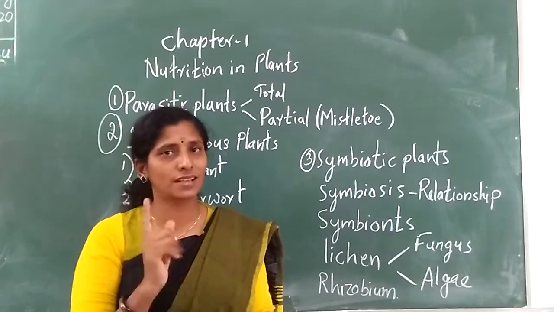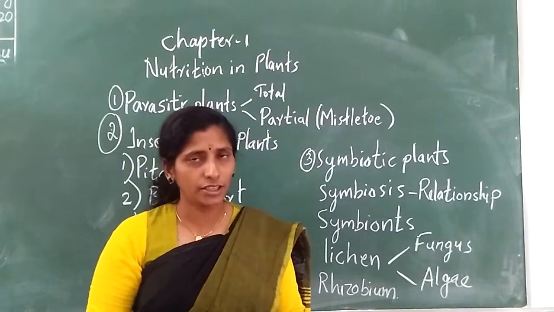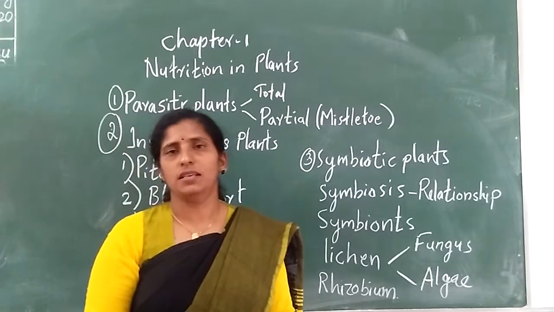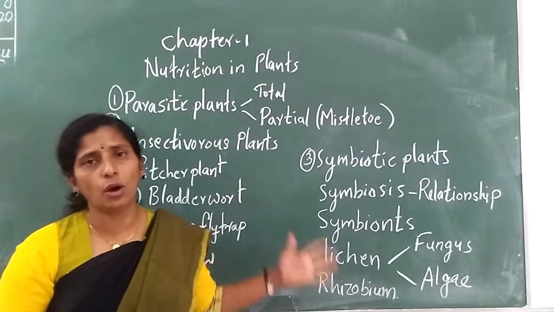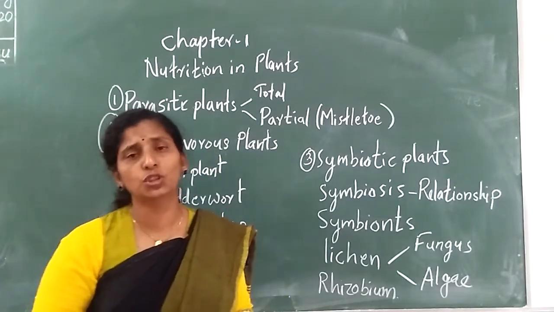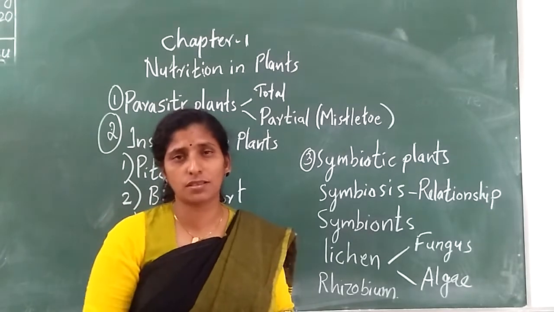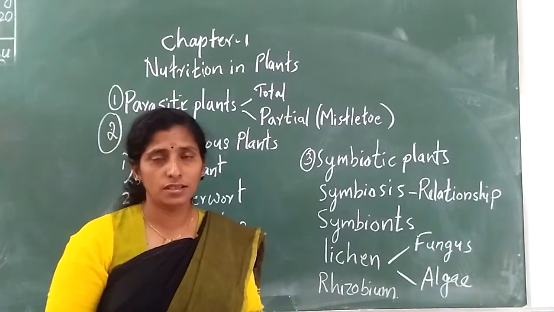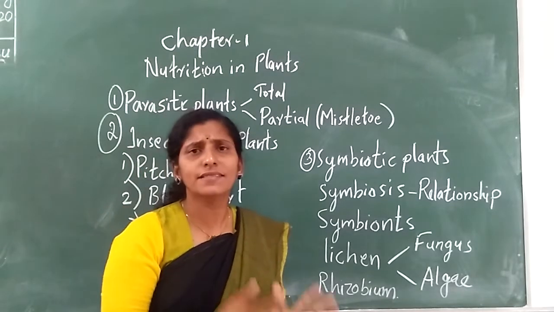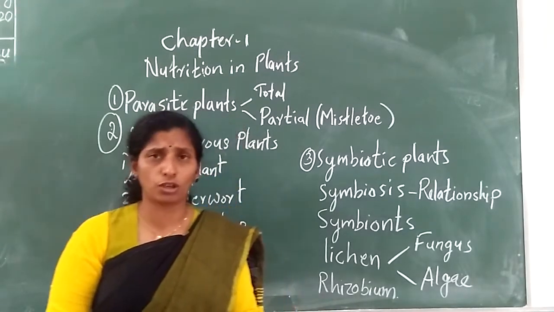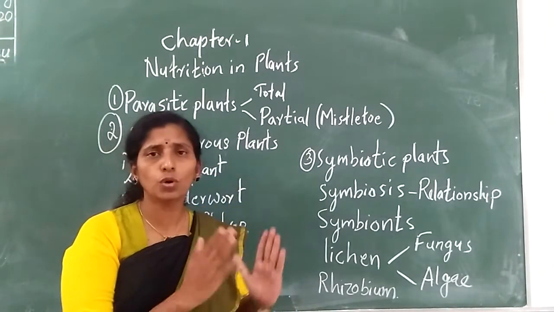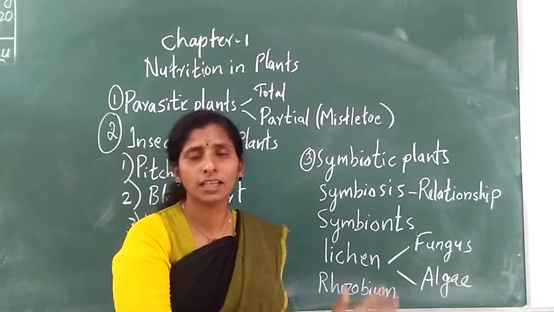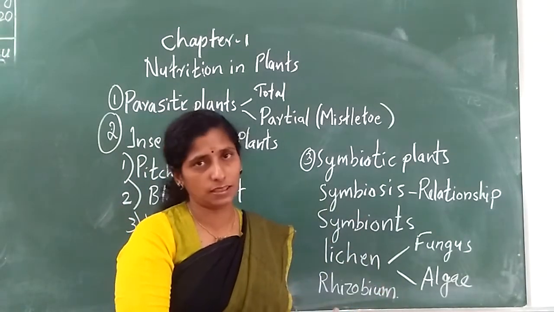The first chapter. What is the name of the chapter? Nutrition in plants. So we have discussed the different types of nutrition in plants, what is photosynthesis, what are autotrophs, what are heterotrophs. In plants also, some plants can't prepare their own food. Those plants we can call heterotrophic plants.